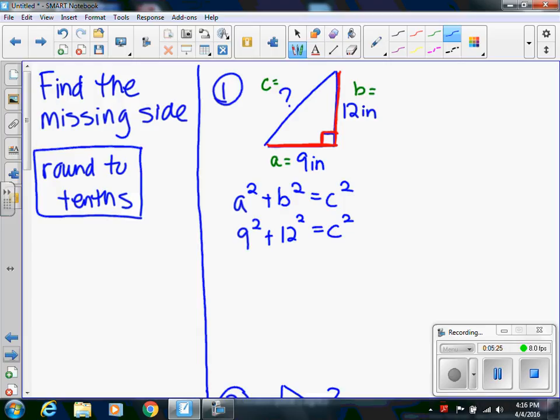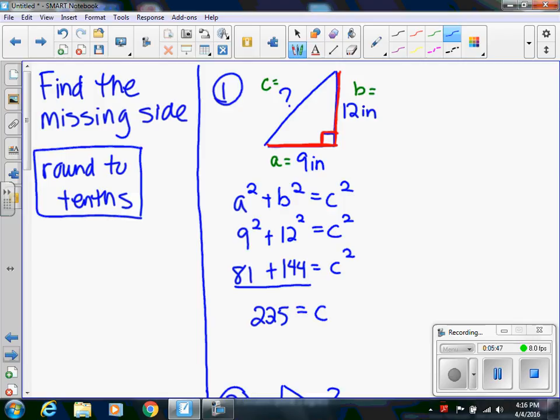Now I'm going to do some math here. 9 times 9 is 81, because that's my 9 squared. 12 squared, or 12 times 12, is 144. And that's still going to equal C squared. Again, I don't know what C is yet. When I add these up, I wind up with 225.